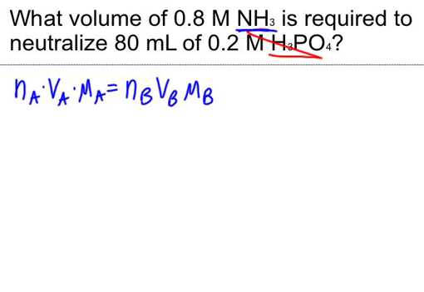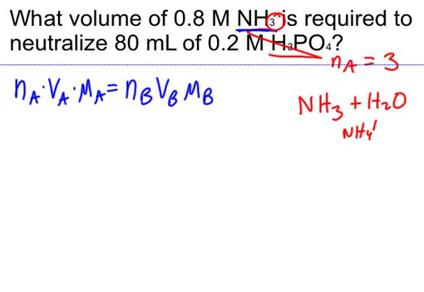So the value of Na, looking at H3PO4, is 3, because this will dissociate into 3 H pluses and 1 PO4 3 minus. Now, what is the N value for the base? You might be tempted to also say 3 because of the 3 here, but what we have to remember is that NH3 is not producing 3 OH minuses. It's reacting with water, which is going to make NH4 plus and 1 OH minus. So Nb is actually 1.